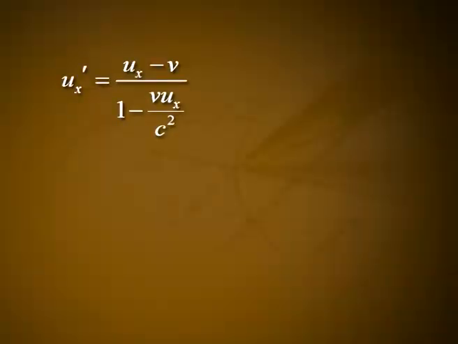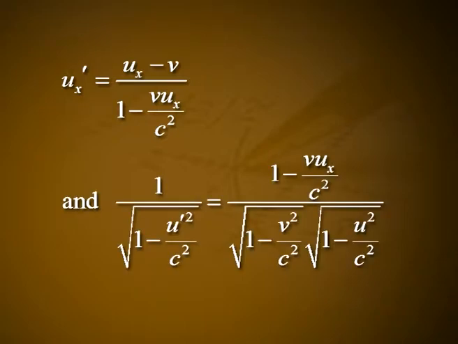But ux' is equal to (ux − v) divided by (1 − vux/c²), and 1 divided by the square root of 1 − u'²/c² is equal to (1 − vux/c²) divided by the square root of 1 − v²/c² into the square root of 1 − u²/c².